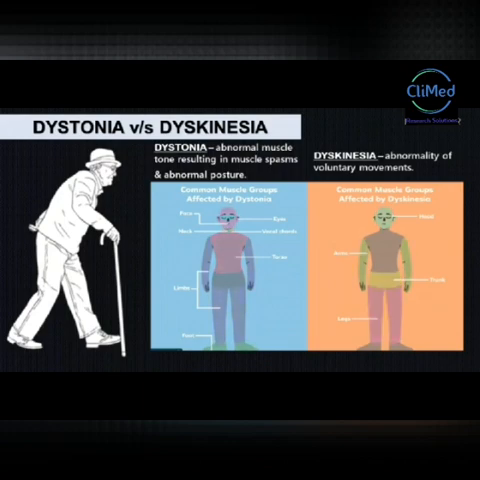As you can see here, the common muscle groups affected by dystonia are the face, neck, eyes, vocal cords, torso, limbs, and foot. Whereas in dyskinesia, the muscle groups affected are the head, arms, trunk, and legs.